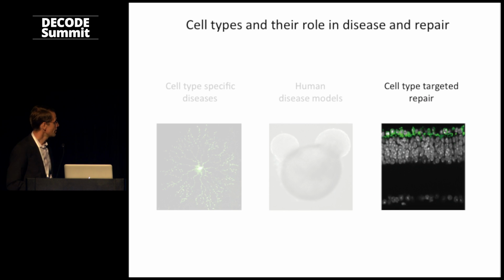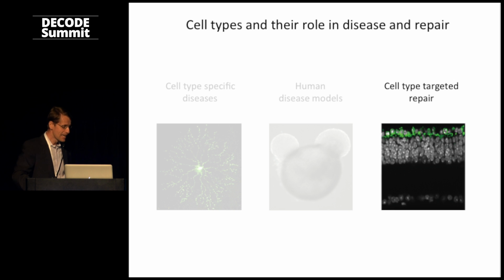So in the first part, I talked about diseases hitting cell types and our attempts to build human models. But at the end of the day, we're interested in therapy. And one way for therapy is targeting cell types in different diseases. Not every disease would it work. We are especially interested to regain vision in certain kinds of blindnesses.